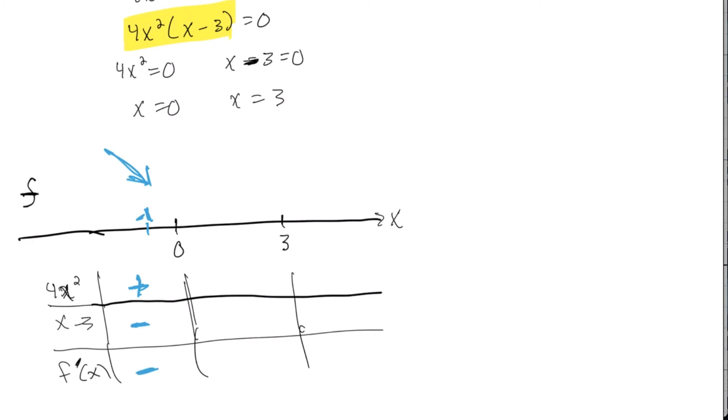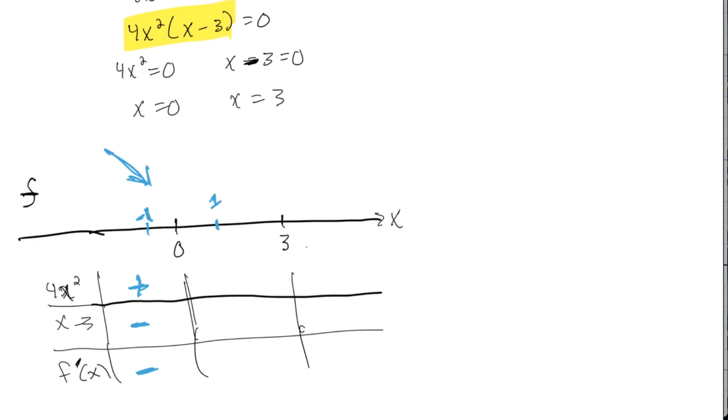Now I'm going to move to the next segment. So between my two critical points, between x equals 0 and x equals 3, I'm going to pick a test point. What can I pick? I can pick any number in that interval. I could pick x equals 1, or I could pick x equals 2, or I could pick x equals the square root of 2, right? Any number in there. I want to pick a number that's the simplest for me to plug into these factors. So I'm going to stick with integers if I have that option. So I'm going to pick x equals 1.